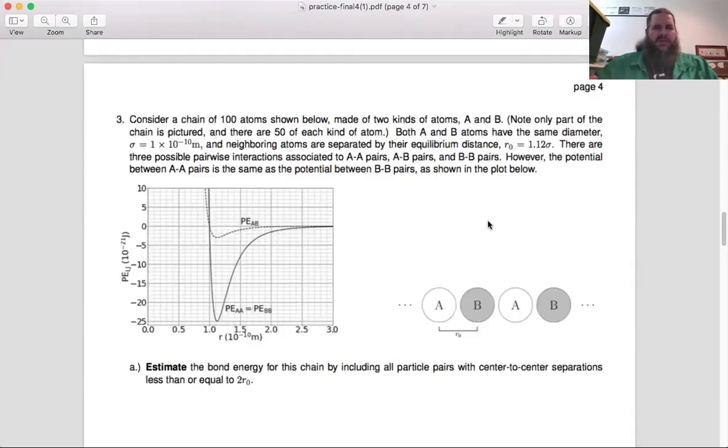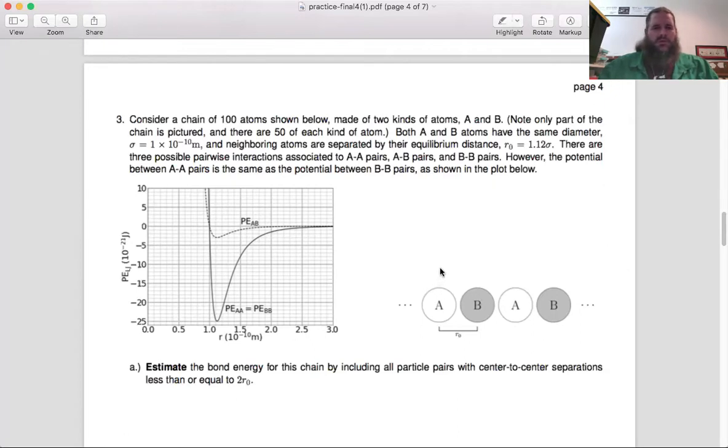Here we have a whole bunch of atoms of two different types. It tells us information about the potential energy of, it looks like this solid curve represents potential energy of an AA pair or a BB pair. Those would be identical. And then this dotted line tells us information about the potential energy of an AB pair, so a mismatched pair of atoms.